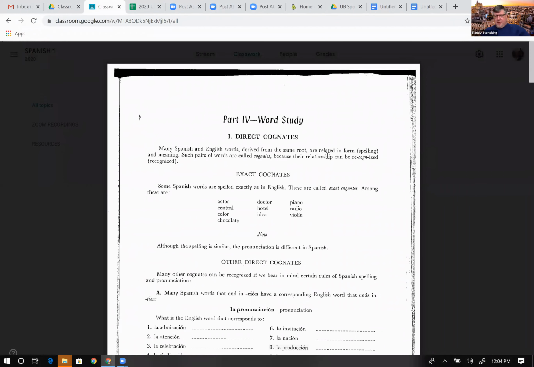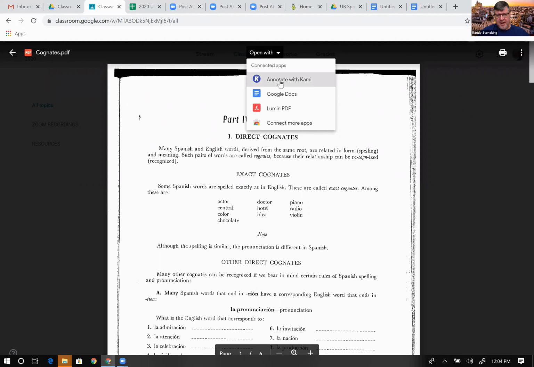This is one of my favorite things to do to start out: talk about cognates, words that in both Spanish and English are very similar, so that we can find those language patterns. Once you guys have this open, hopefully across the top you have this little button that says open with. We're going to annotate that with Cami. And if you guys aren't able to do that, let me know. Unmute yourself, speak up, raise your hand, whatever you need to do. But we want to annotate this with Cami.